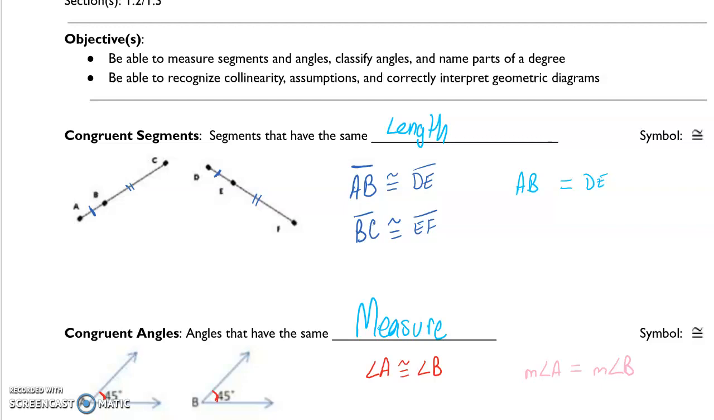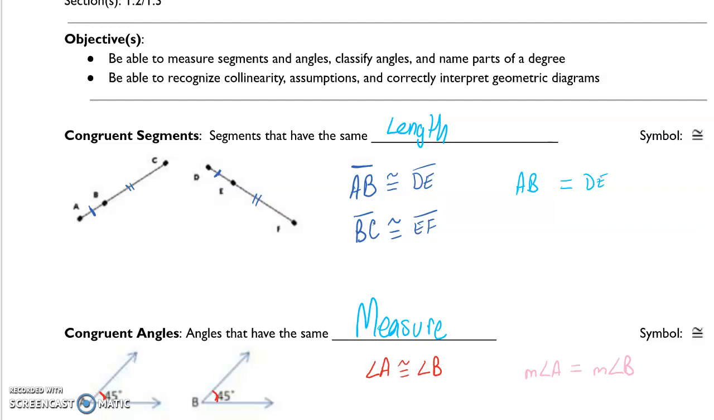You can see that a couple of the differences are no segment bar here. That means I'm actually talking about the physical length of that segment, the measure of the segment, and that's equal to the length of this segment. So I would read this statement, segment AB is congruent to segment DE. I would read this one as the length of segment AB is equal to the length of segment DE. So it's slightly different writing and a slightly different interpretation of what I'm saying. They're really saying the same thing, but there's a small difference.